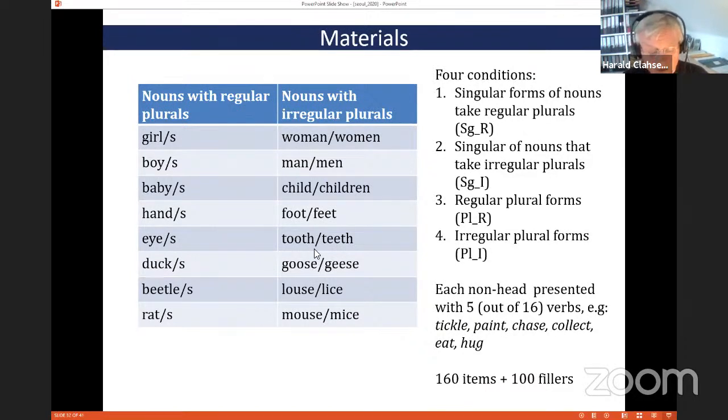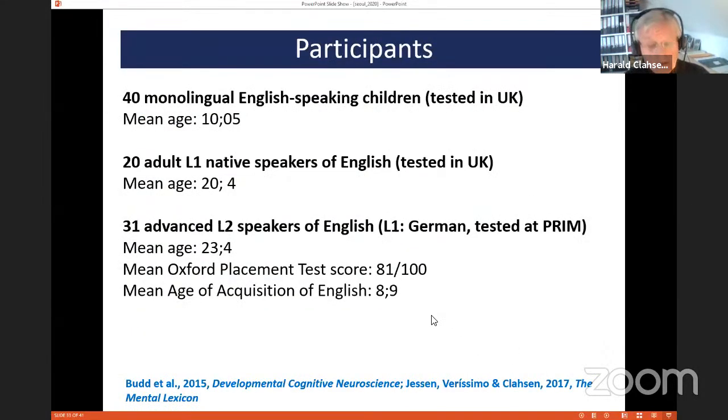In this way, 160 trials were created for 4 compound types with 40 items per type, which is enough for an EEG experiment. And then we also had 100 filler trials on top. We tested 40 monolingual English children, 20 adult English speakers, and 31 advanced L2 speakers of English with L1 German.